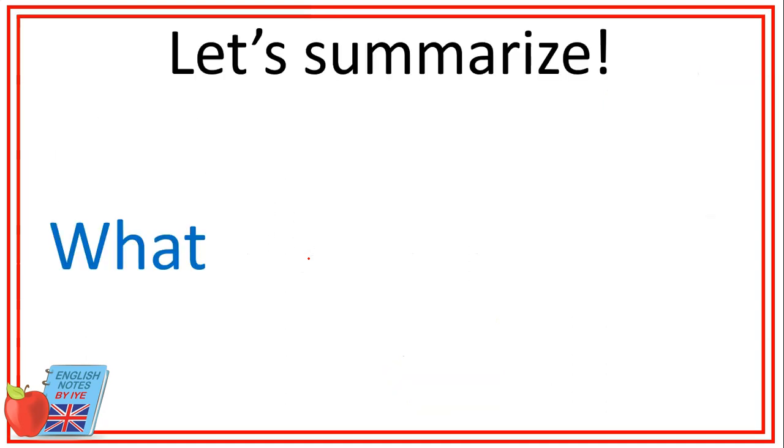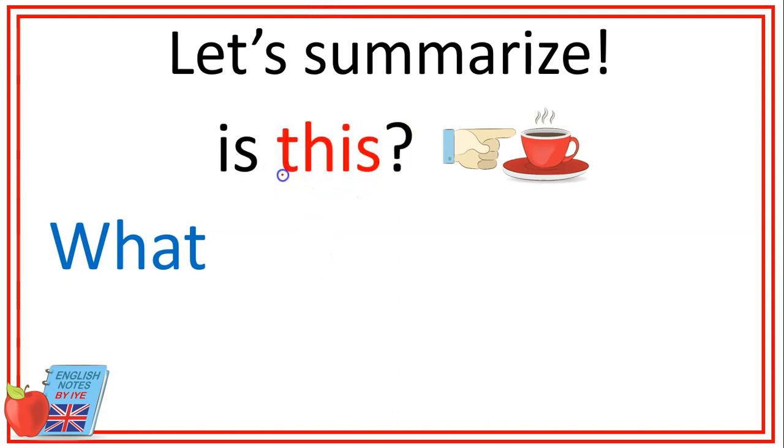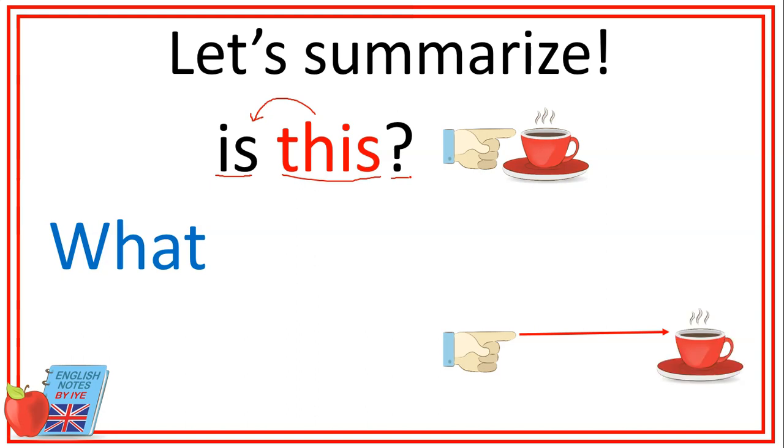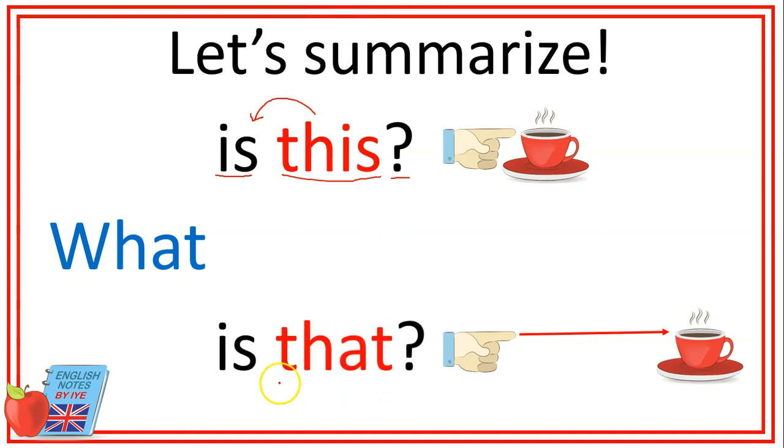Okay, now let's summarize what we saw today in the class. We use the question word what to ask questions about objects, okay? We use the word this when the object is near and it's singular. And remember, we use the verb to be before the subject when asking questions, okay? Also, we use the word what when asking questions with that. We use that when the object is far away. And one more time, we use the verb to be because both objects are singular and the verb to be always goes before the subject.